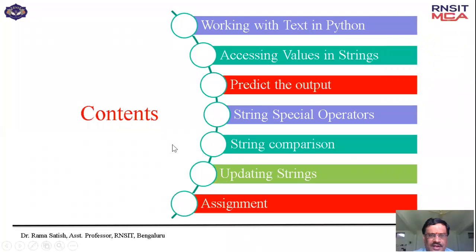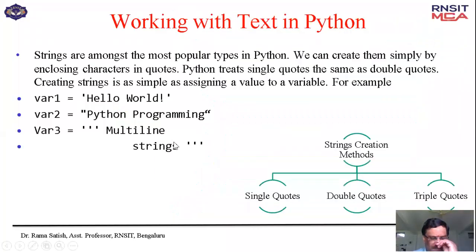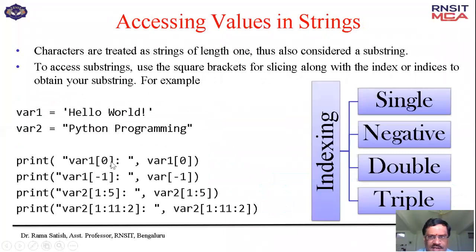Okay, so let me recap what we learned in the last class. We understood that strings can be created in 3 ways, and the third way of creation is called a raw string. There are also ways you can access the contents: normal index, single index, negative index, double index, and triple index. We have worked on some examples also.